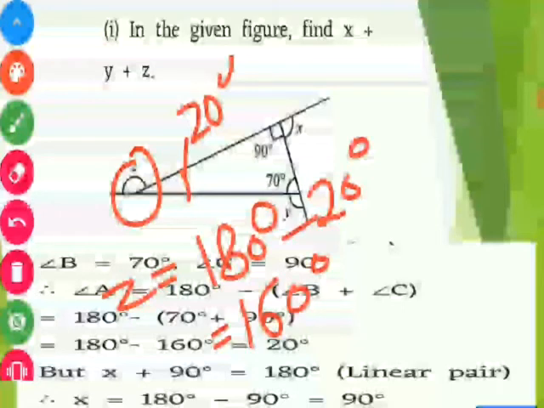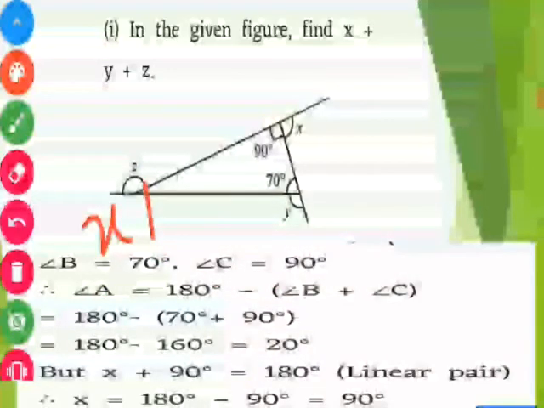So the three angles we have calculated now. Now let's find out the sum of these three angles. So x plus y plus z. X is 90 degree, y is 110 degree, and z is equals to 160 degree. The sum of these will be equals to 360 degree. So this way we have shown that the sum of the three exterior angles of the given triangle is equals to 360 degree.